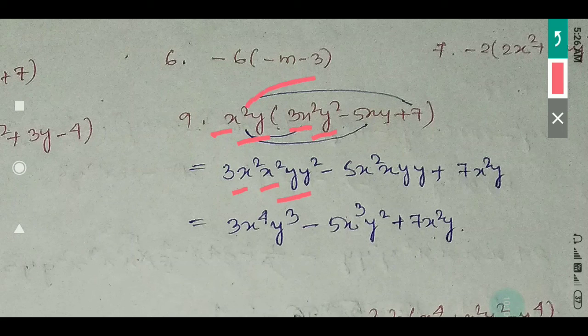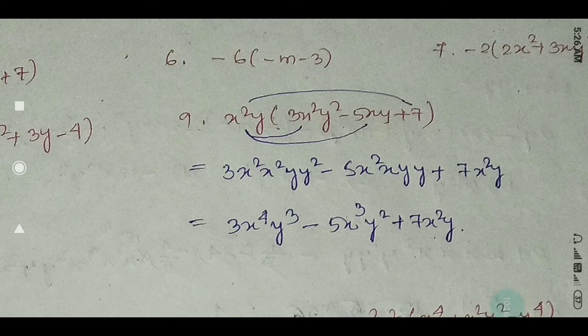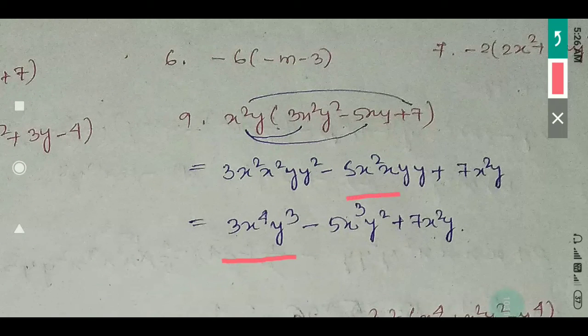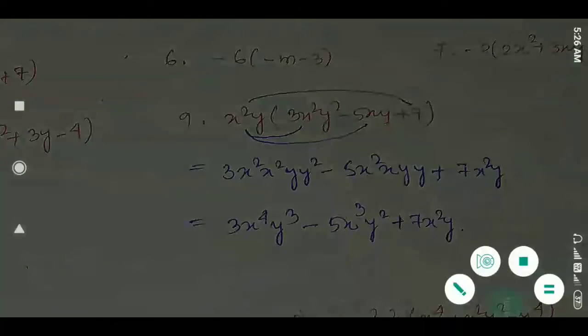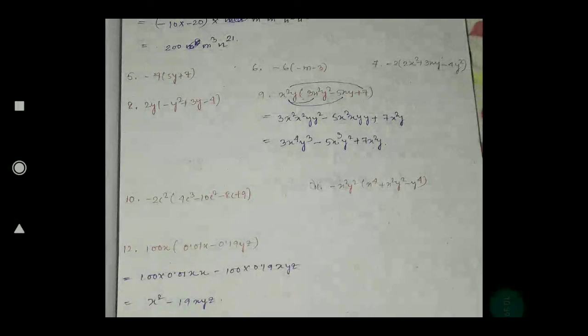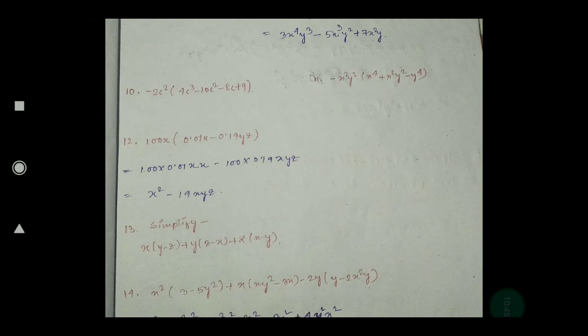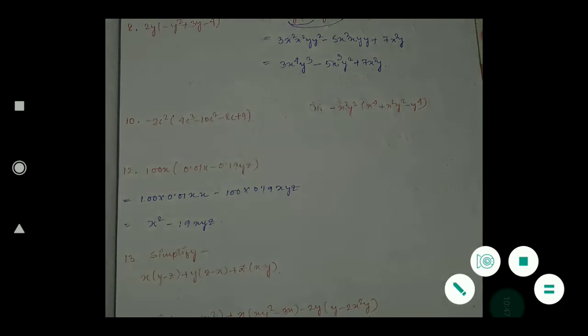Now come to the next term, x square y into 5x. So first you write the constant 5. Now here x square written, x is there, x I have written, so x cube. Now next is y, here y, so y. Now this 7x square y. So 3x power 4 y cube, 5x cube y square, 7x square y. So 10, 11 you have to do with this method. Now see the question number 12.